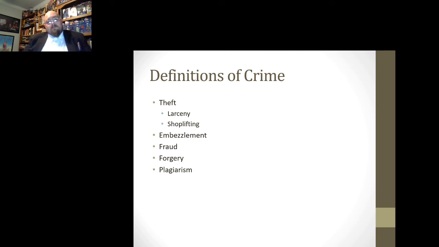Some other types of property crimes: theft. Theft is basically just taking, and it could be a lot of different things. It could be identity theft, digital presence, any type of taking of property or goods. Larceny specifically is thieving things, so stealing stuff, whether that's something from someone's house or stealing from cars. It's basically a specific type of theft. Shoplifting is a specific type of larceny, so stealing from a business, a retail store, something like that.